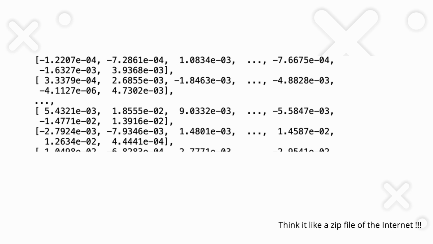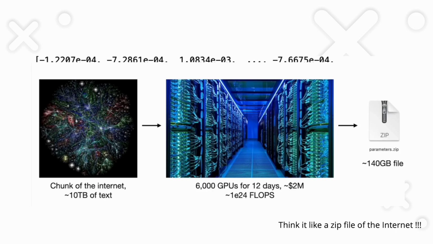7 billion parameters means 7 billion such numbers are there. How can those 7 billion numbers translate into generating a Shakespearean poem about Elon Musk? How did that happen? That's the magic. So we can consider this 7 billion parameter file as a zip file of the internet.